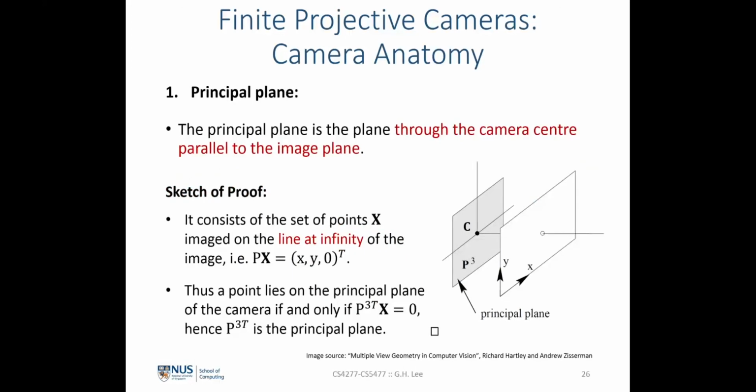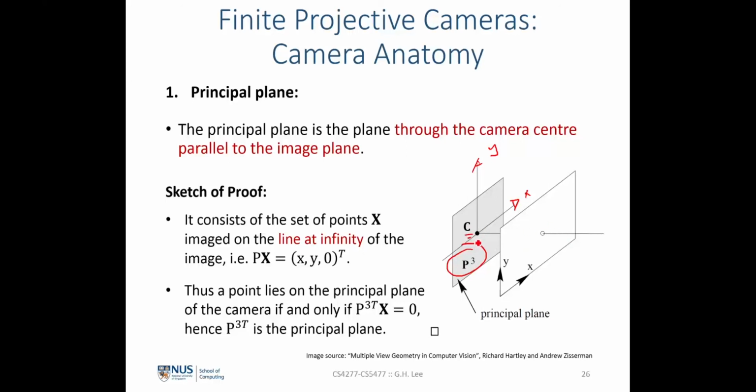The first plane that we are going to look at is the principal plane, and we'll see that the principal plane is actually given by the third row of the camera projection matrix. We have seen earlier that the definition of the principal plane is a plane that lies on the xy plane of the camera coordinate frame, and it must contain the camera center.